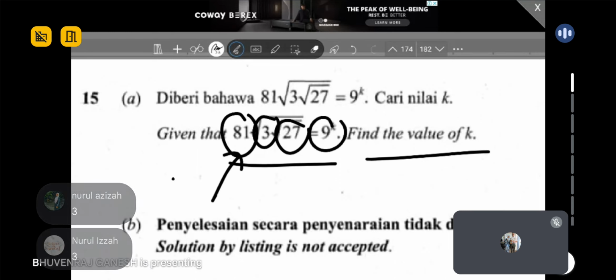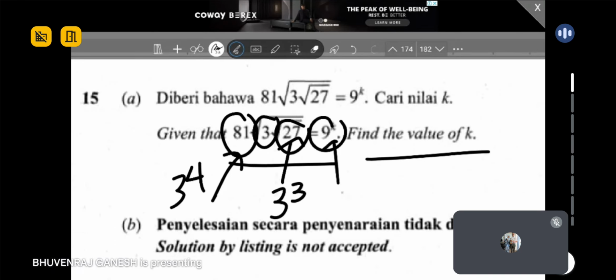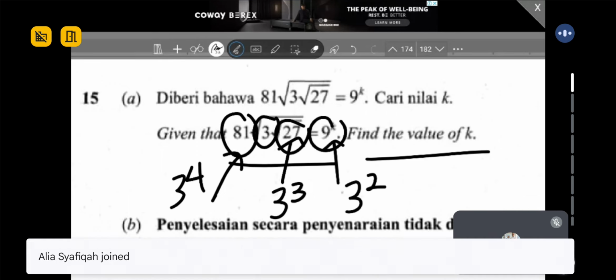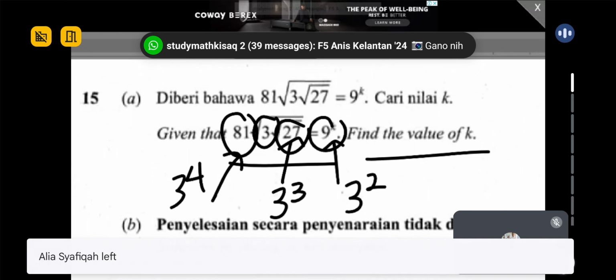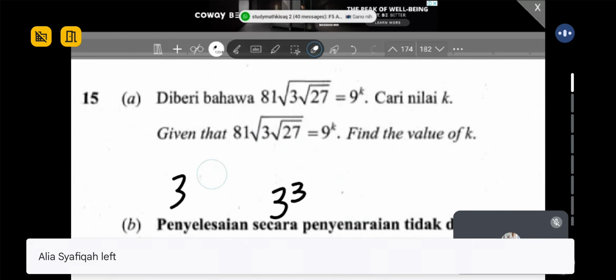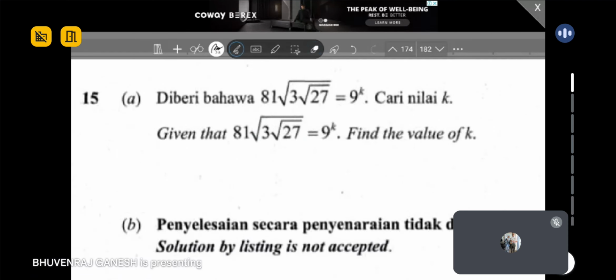Yes. Okay, 81 is 3 power 4. 27 is 3 power 3. 9 is 3 power 2. So you can convert everything to base 3. That is our main aim, guys. Always convert to the same base. Whether your question is index or log, same concept. Change to the same base. Always. Okay? Alright. So now, since you have the surd, it looks very confusing, right?